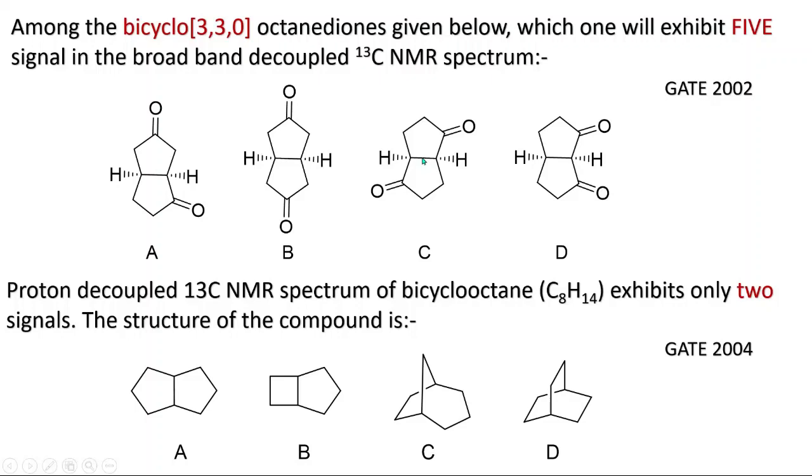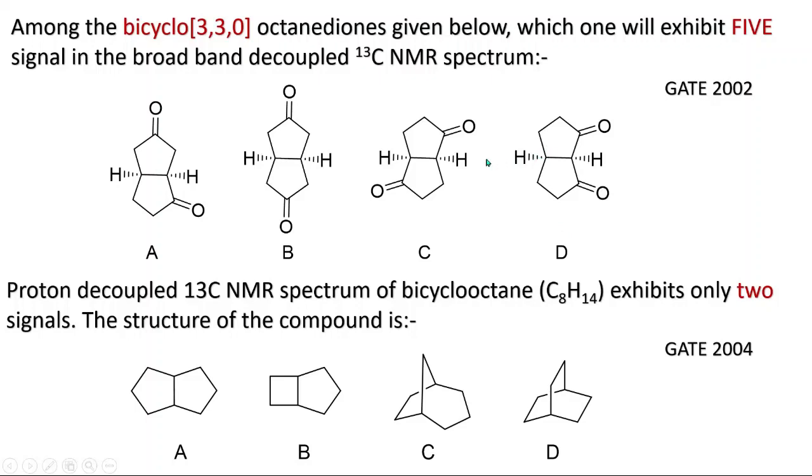If you rotate the molecule by 180 degrees, this carbonyl will come to this position and this carbonyl will come to this position, and this hydrogen will change into this hydrogen. This carbon will come into this position and this carbon will go to that position. So an interchange takes place by the rotation of 180 degrees. So we will count only 1, 2, 3, 4. We will have 4 signals for this compound. So we have only one option, that is option D.